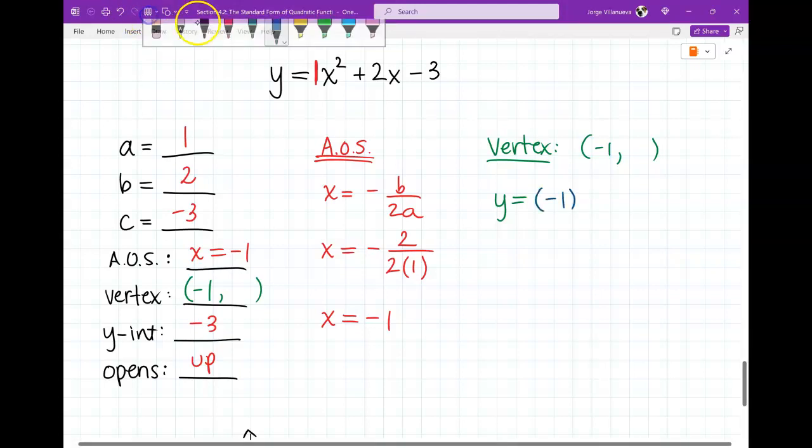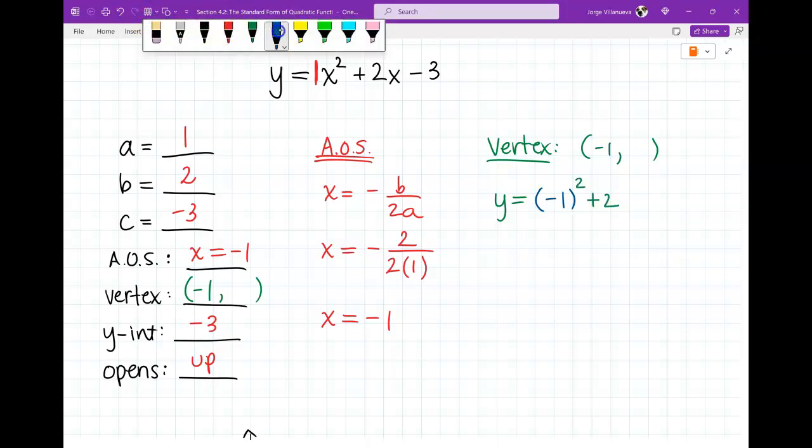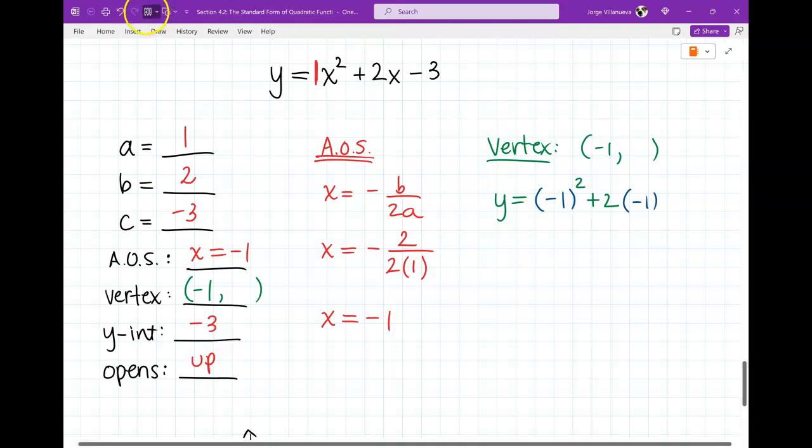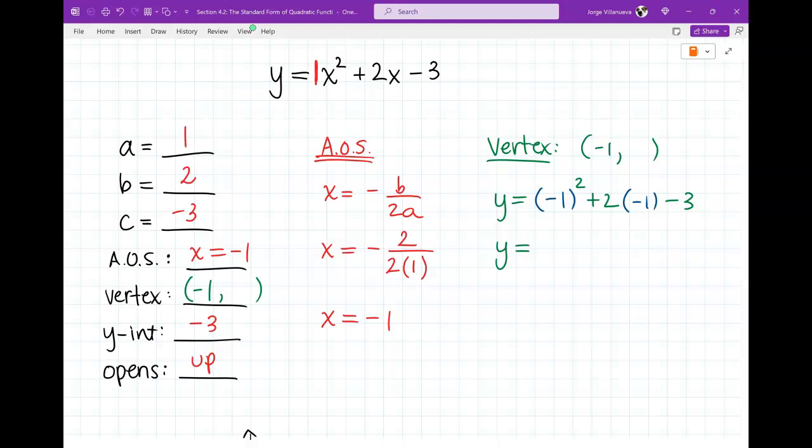Negative 1 squared plus 2 times negative 1 minus 3. Remember, negative 1 squared, if you put this in a calculator, will either give you 1 or negative 1, depending on whether you put parentheses. So make sure you put parentheses. This is going to be 1. 2 times negative 1 is negative 2, minus 3. So 1 minus 2 minus 3 is negative what? Negative 4. So I'm going to put negative 4 there.